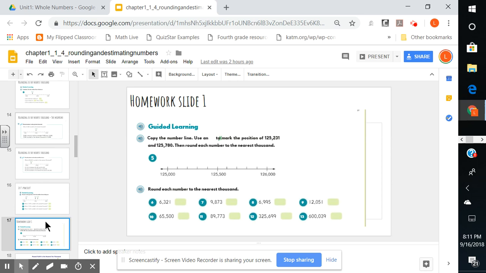Homework slide 1, I want you to do all of these problems. So for number 5 here, you copy the number line. So you'll copy this in your notebook. Use an X, the X moved. Use an X or I prefer a solid circle to mark the position of 125,231, as well as 125,780. Then round each number to the nearest thousand. Now you're going to have to estimate where they are located around here on the number line. Then you're going to round the rest of these to the nearest thousand. You do not need to make a number line.